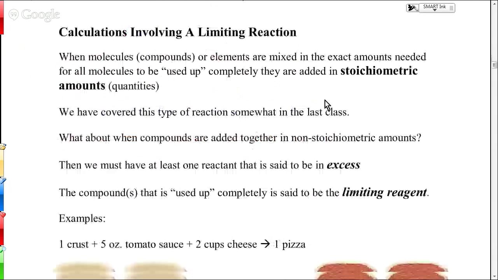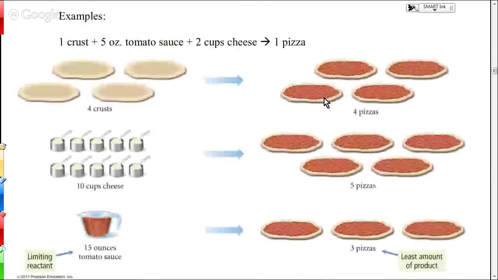Okay. So now let's talk about some pizzas. Let's say that here is our pizza recipe. Anybody getting hungry for lunch? Maybe. Are you going to have pizza? Probably not. No. Okay. Well, maybe I'll change your mind after this. So here's our pizza recipe. For every pizza, you need a crust, 5 ounces of tomato sauce, 2 cups of cheese. Is that about right? Crust, 5 ounces of tomato sauce, 2 cups of cheese.